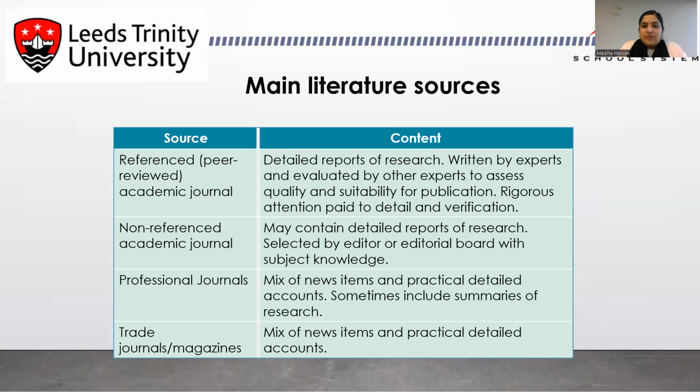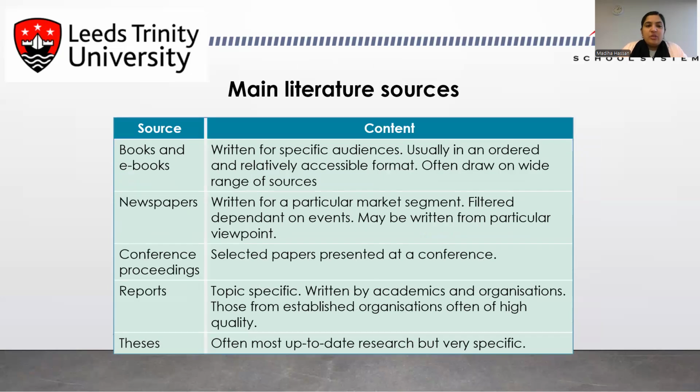Main literature sources. In main literature sources, you can have referenced or peer reviewed journals, non-referenced academic journals, professional journals, or trade journals and magazines. You can have books, ebooks, newspapers, conference proceedings, reports, and theses.